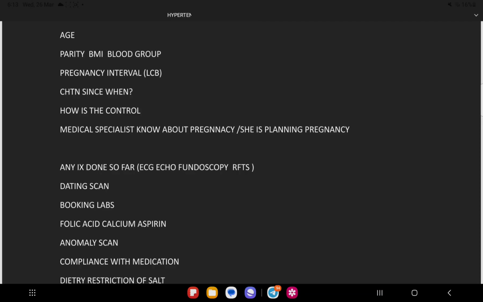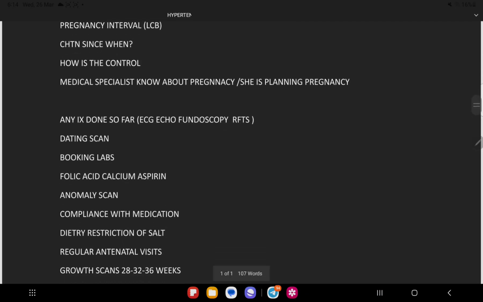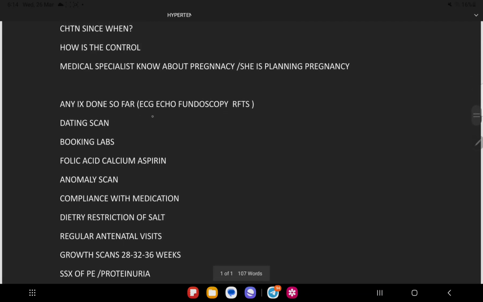Is there any cause for the hypertension, like any endocrine disease, any autoimmune disease, or any other cause, or is this just essential hypertension? How is her control so far? Is she taking her medicine regularly? If you get your patient at the pre-pregnancy level and she's planning for pregnancy, then you have to ask whether the medical specialists know that she is planning for the pregnancy. Any investigation has been done on her so far, like ECG, echo, fundoscopy and renal function test.